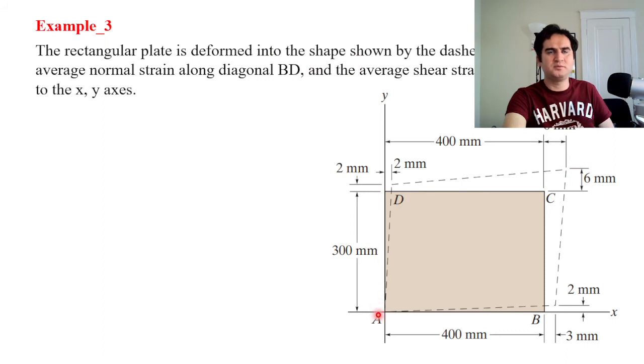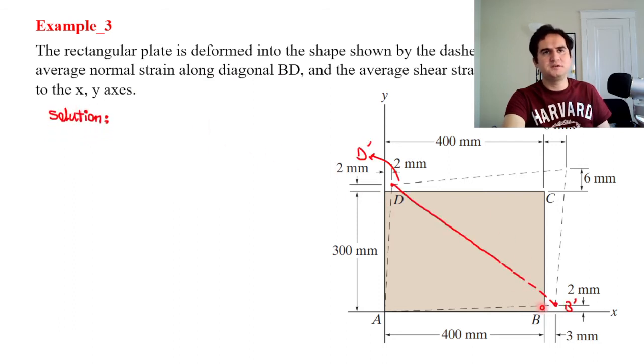So it's deformed from the original shape A, B, C, D to the new shape. D goes to D prime and B goes to B prime. Determine the normal strain along the diagonal BD. So the solution is, we draw the initial diagonal and then the new diagonal B prime, D prime. We want to see the change from BD to B prime D prime, what is that ratio, which is the normal strain along diagonal BD.